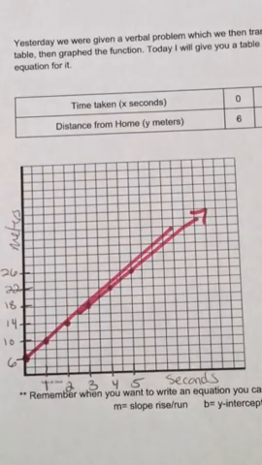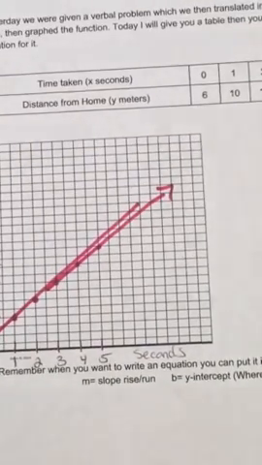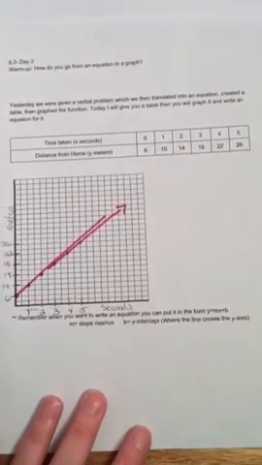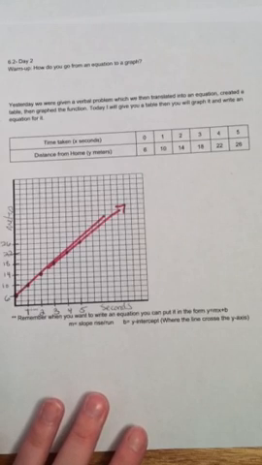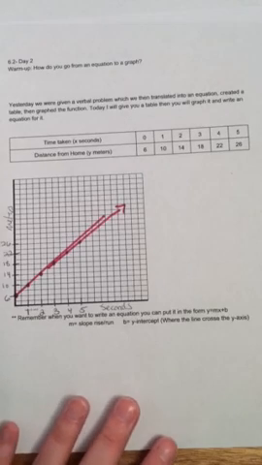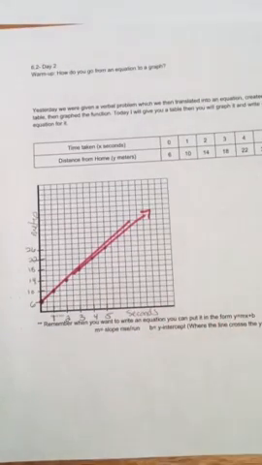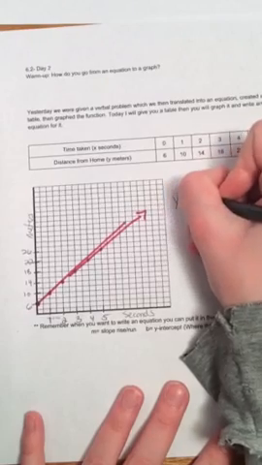And then it wants me to write the equation, right? And I have this little note. Remember, when you want to write an equation, you can put it in the form y equals mx plus b. Remember, m is my slope, which is rise over run, and b is my y-intercept. Now, when they give you these, they're going to give you nice numbers, okay? So it's not going to be a big deal to write an equation, okay?